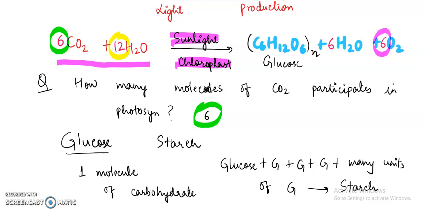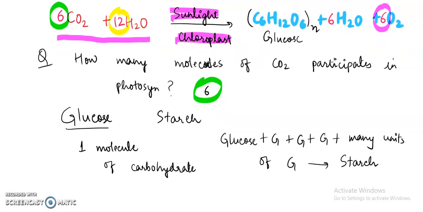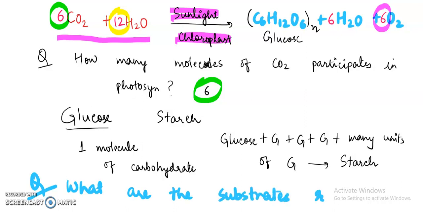So what are the substrates? Another important question. What are the substrates required for photosynthesis? The answer to this question is that it requires carbon dioxide, water, sunlight and chloroplast, right? Please do not write chlorophyll. Students also make the mistake of writing chlorophyll here. Chlorophyll is found inside the chloroplast, and chloroplast is a type of plastid.